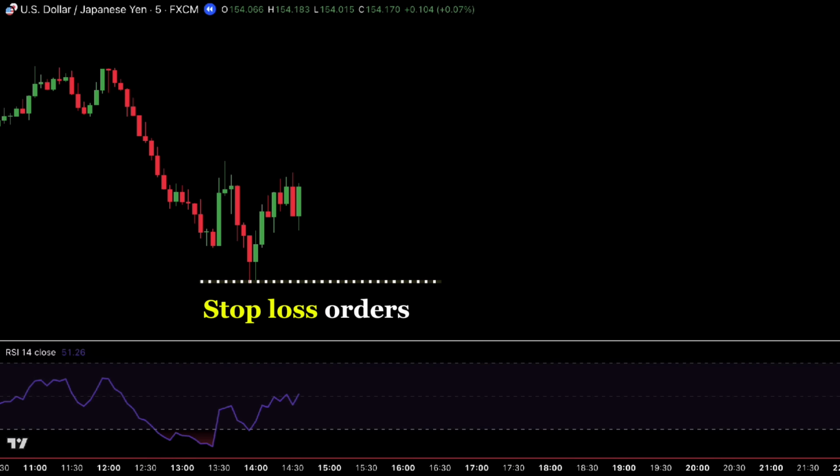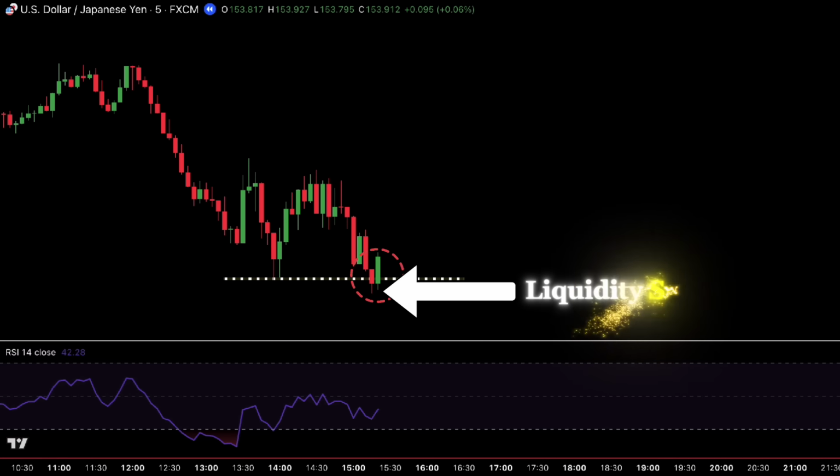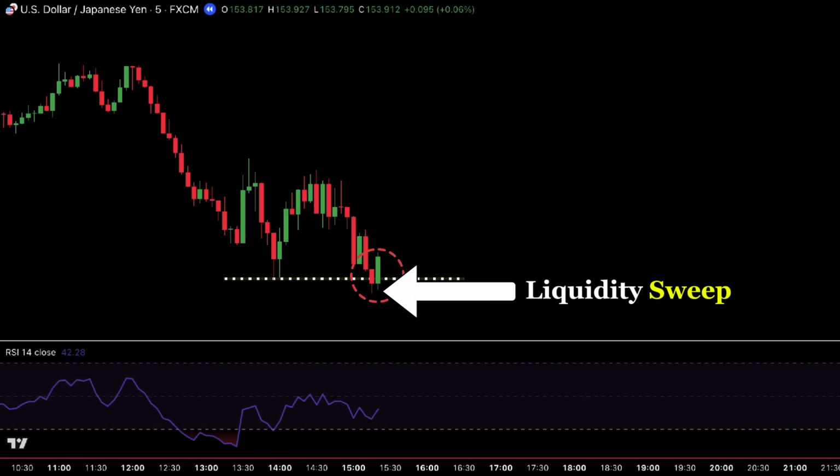Now watch what happens next. Price suddenly breaks below that low, taking out all the stops sitting underneath. That quick push down is called a liquidity sweep. The market collects sell stops, fills institutional buy orders, and then immediately snaps back up.